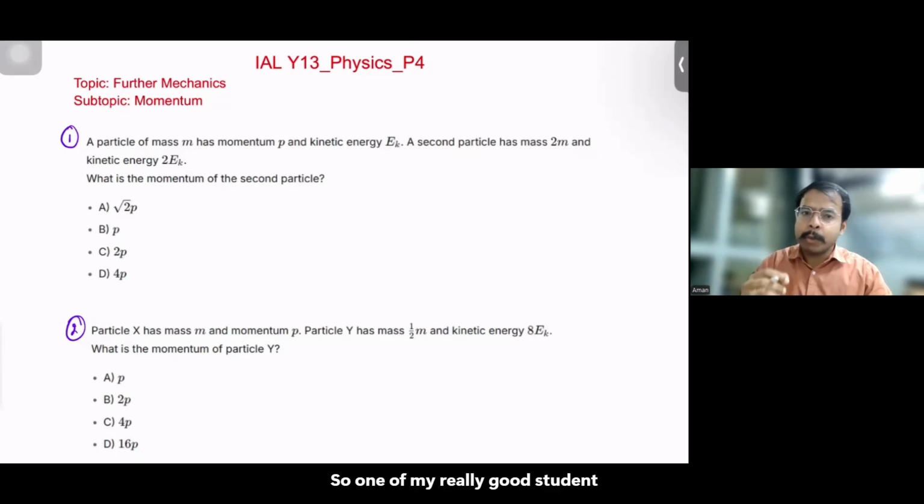One of my really good students lost a simple mark that for sure you would be losing. So how do you not lose the marks in these simple questions? This is IAL Year 13 Physics Paper 4, and this is the series Problem to Solution 1.